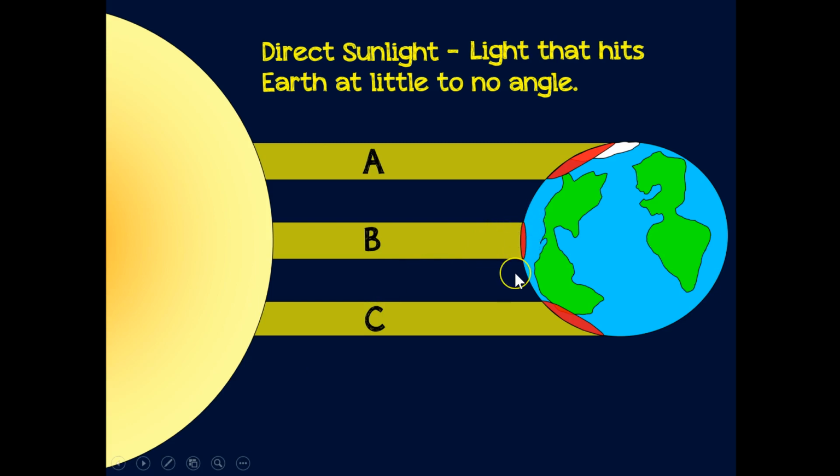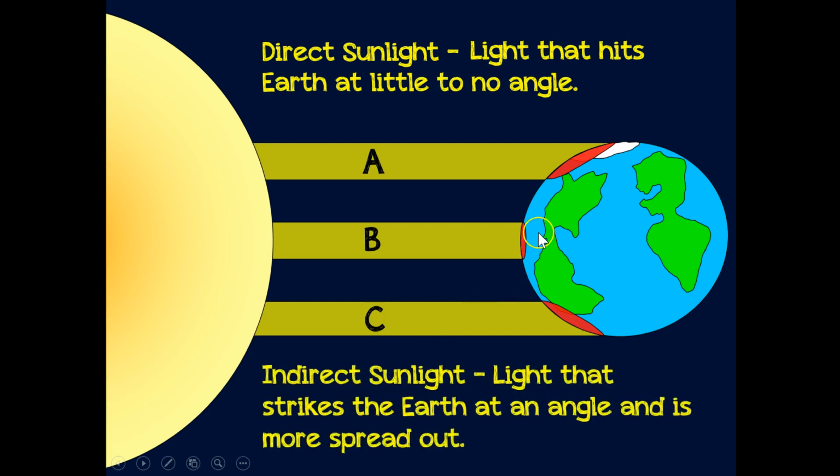Each of these lights has the same amount of energy, but when B hits the Earth, the light is more direct and less spread out. Even though there's the same amount of energy, the point at B will heat up faster because it is only covering this small area, whereas A is spread out over this very large area. So light at A is at more of a slant, and it is more spread out. Light at B is more direct and less spread out.